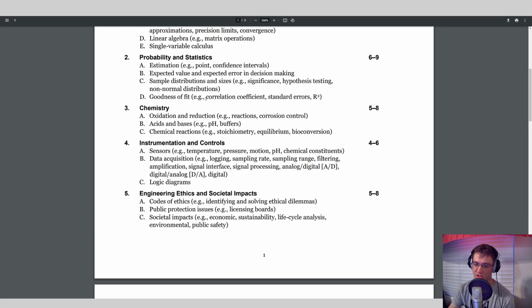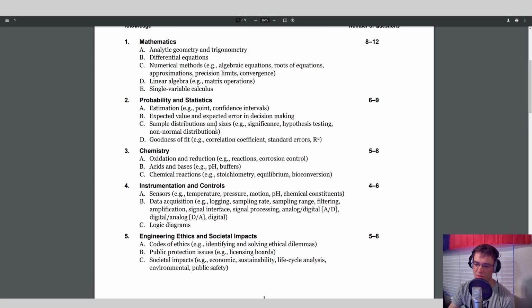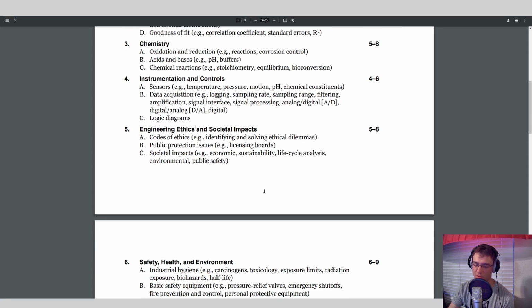Chemistry, just kind of a general chemistry, oxidation, reduction, acids, bases, reactions. Can you do chemical equations? Any of that basic stuff. Probability, statistics, estimation, expected values, sample distributions, goodness of fit. More familiar with that.